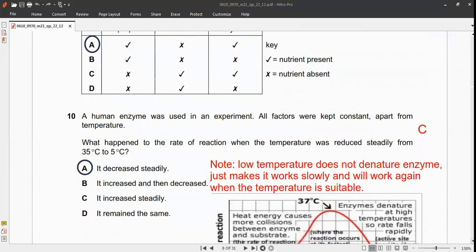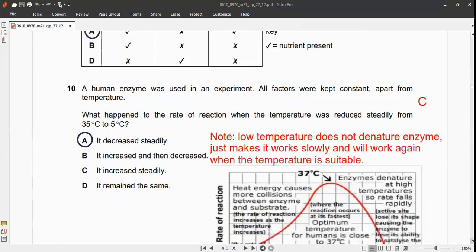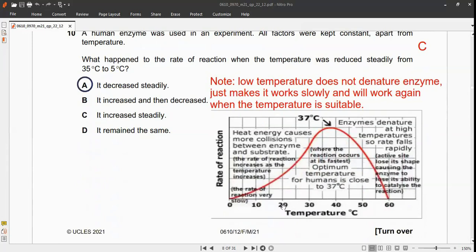A human enzyme was used in an experiment. All factors were kept constant, the same, apart from temperature. What happened to the rate of reaction when the temperature was reduced steadily from 35 degrees Celsius to 5 degrees Celsius? Oh, what happens here? Let's see the diagram for temperature and rate of reaction.